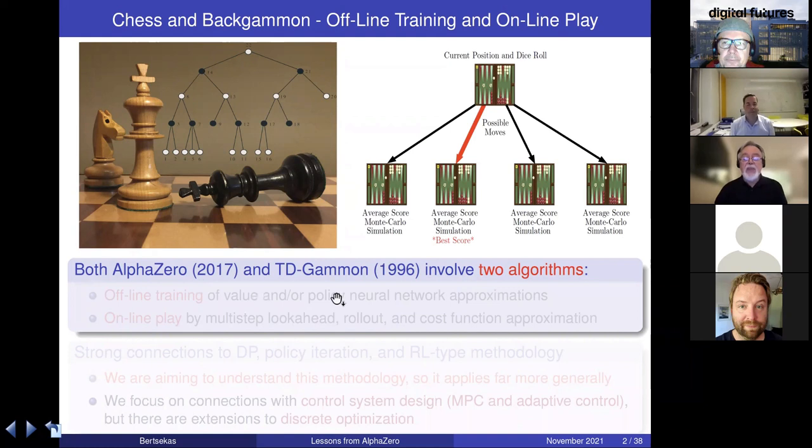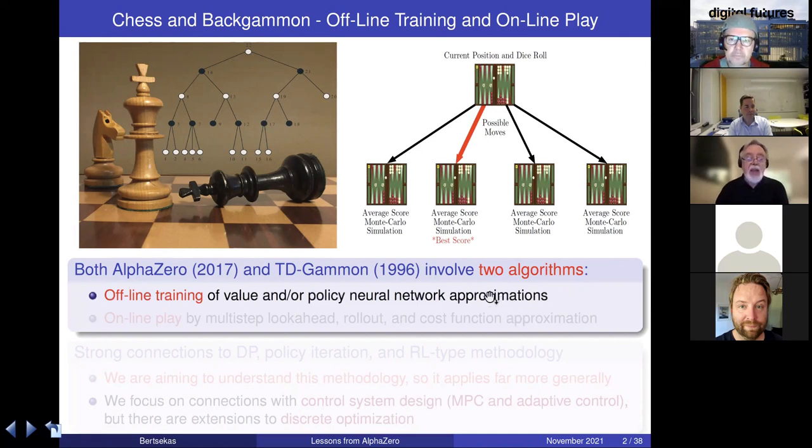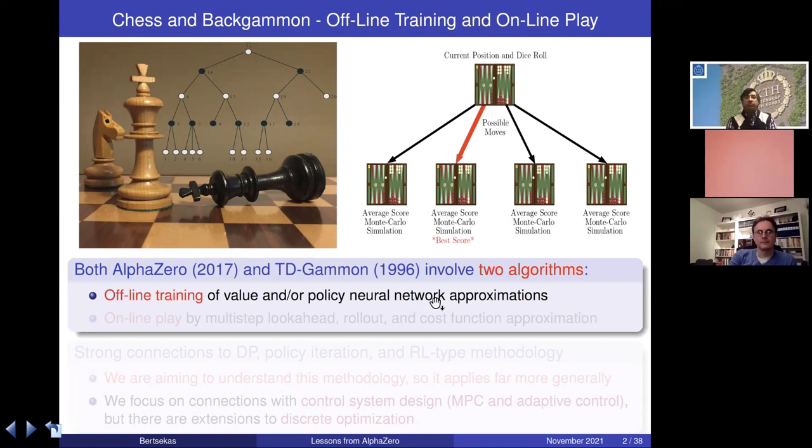So I was talking about AlphaZero and TD-Gammon, and these two programs are very remarkable, even though they were quite a few years apart when they were implemented. They are quite similar. And both of them involve two algorithms. Some people don't quite realize that there are two algorithms that are involved in these programs. One algorithm is the offline training algorithm by which the program learns how to evaluate positions and also how to select moves in given positions. And this is done with a lot of data, neural network approximations, and so on.